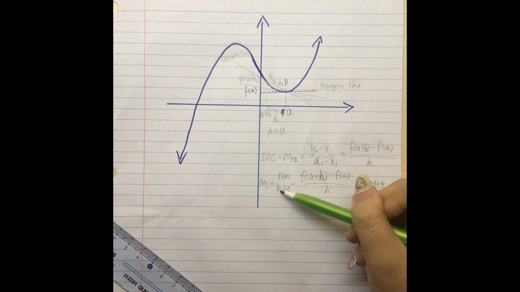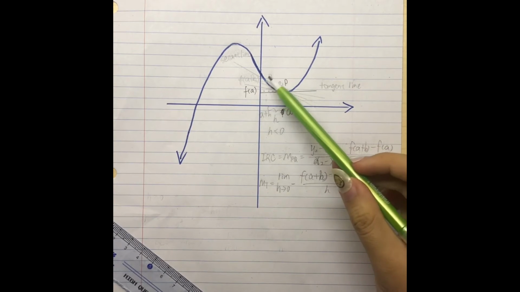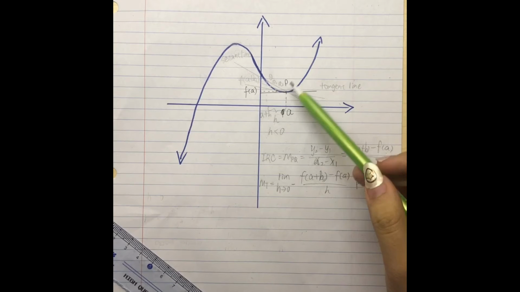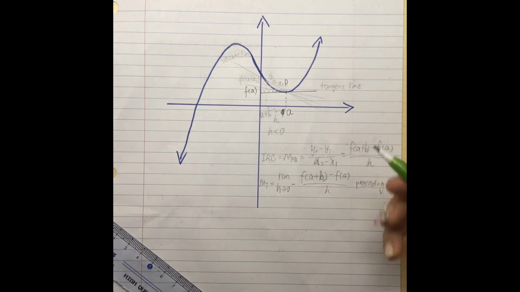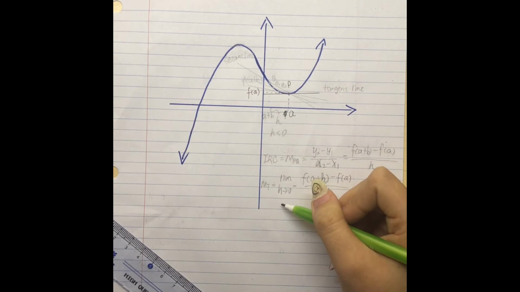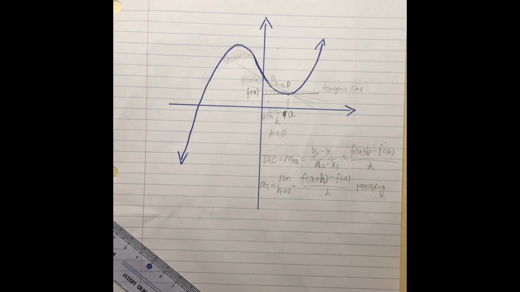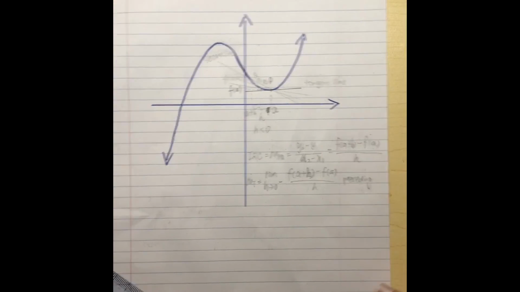What does h approaching 0 mean? It means the x value of Q approaches the x value of P. The point Q is approaching point P. The h cannot equal 0, because the answer would be undefined.